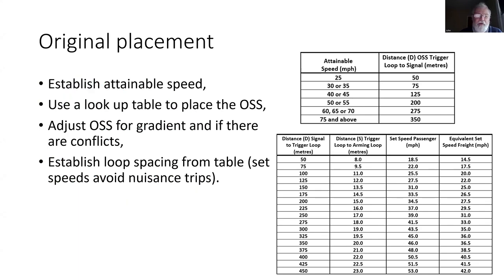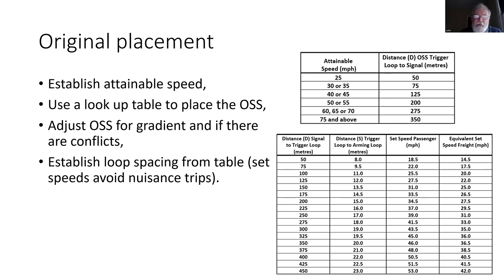So having established that attainable speed, a table can be used to identify the distance between the OSS trigger loop and the signal, the top right. And that OSS could then be adjusted in position to take account of gradient and if there were conflicts with other track-mounted equipment.